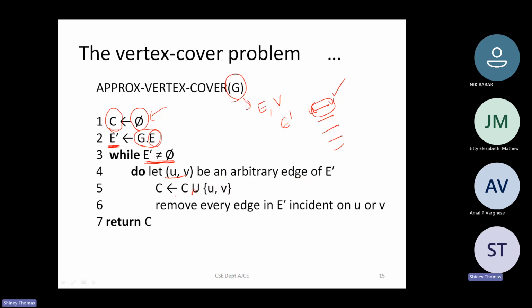Now what we have to do is rename it as a new C. So now your element C will contain the first 2 vertices, say for example 1, 2, or A, B. So when you have added it to C, then what we do is remove every edge in E prime that is incident either on A or B, or U or V. Say for example, this is AB, this is AC, this is BD, etc.